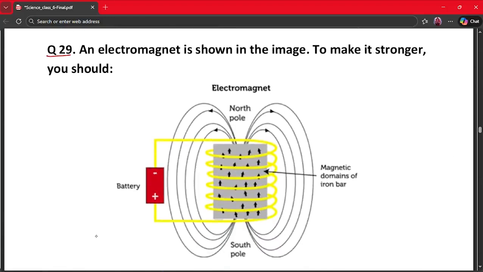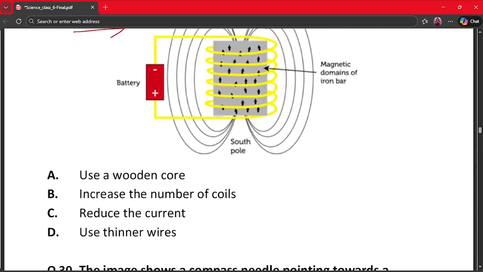An electromagnet is shown in the image. To make it stronger, you should. So this is an electromagnet. To make it stronger, you should A. Use a wooden core. B. Increase the number of coils. C. Reduce the current. And D. Use thinner wires. The correct answer is option B.